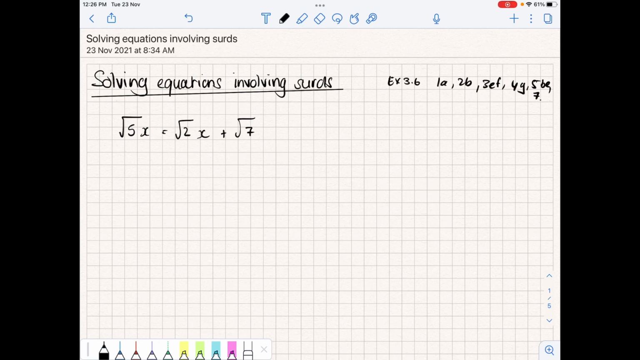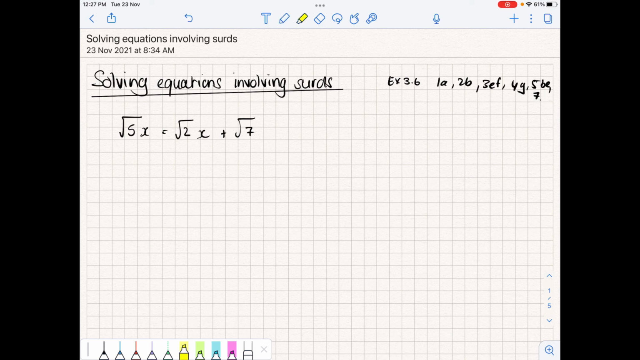Okay, let's solve some equations involving surds. So when it comes to solving equations with surds, there are a couple of tricks that we need to employ. So let's start off with a simple one and we'll work our way towards some more complicated ones. Here we have an equation where we have the square root of 5x equal to the square root of 2x plus the square root of 7.